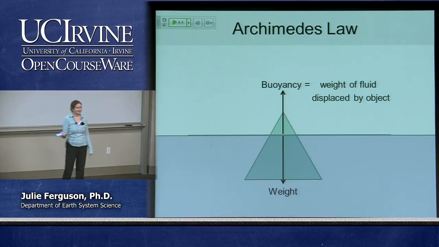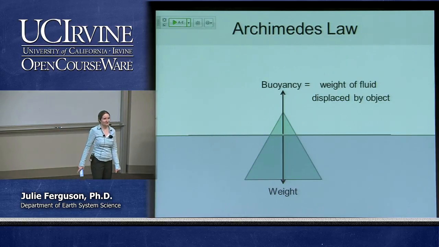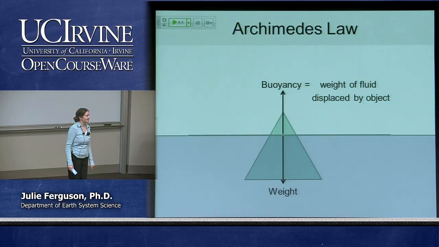Okay. So, what is weight? Mass times gravity. Someone's awake at the front. I like it. Mass times gravity. How did we work out our mass?